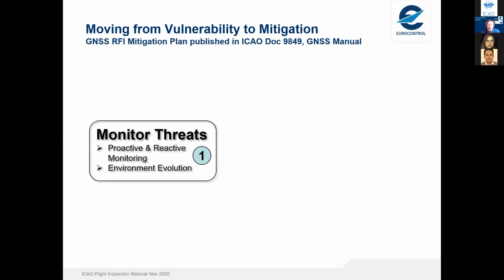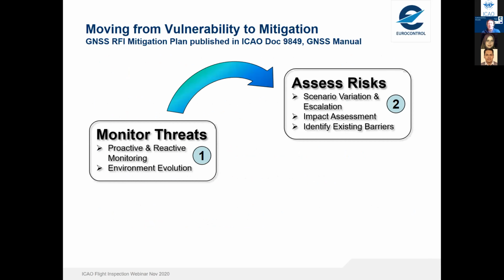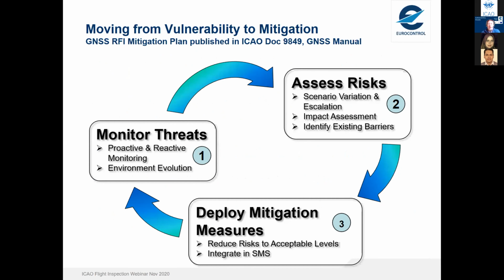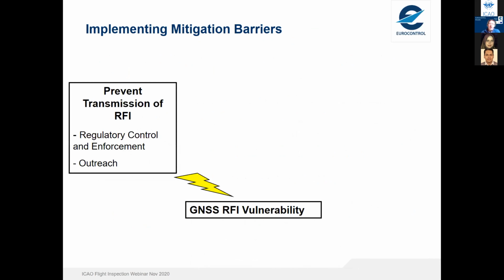Another piece of related material is in the GNSS manual, which is on vulnerability mitigation, where the idea is to monitor threats, to assess risks, and then to deploy mitigation measures. That's a very basic 3-step process. And I'll get to how this can relate to flight inspection systems.